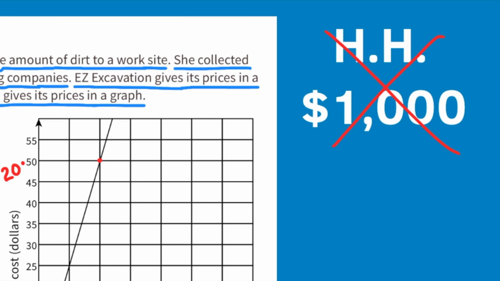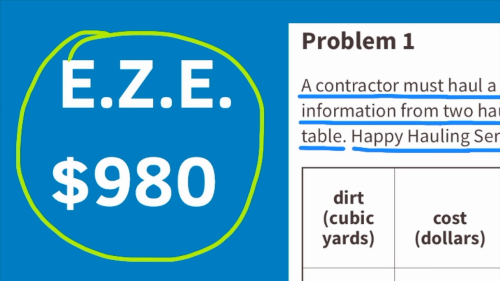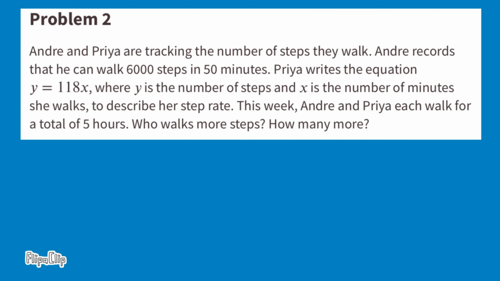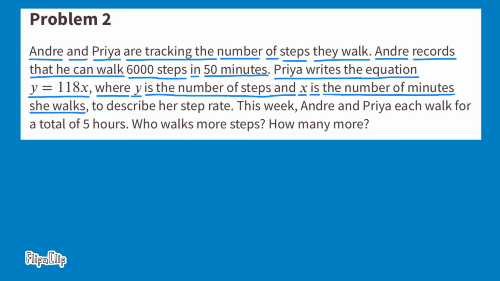So to save a little bit of money, she should choose Easy Excavation, which comes in $20 under her $1,000 budget at $980. Problem number 2. Andre and Priya are tracking the number of steps they walk. Andre records that he can walk 6,000 steps in 50 minutes. Priya writes the equation y equals 118x, where y is the number of steps and x is the number of minutes she walks, to describe her step rate.